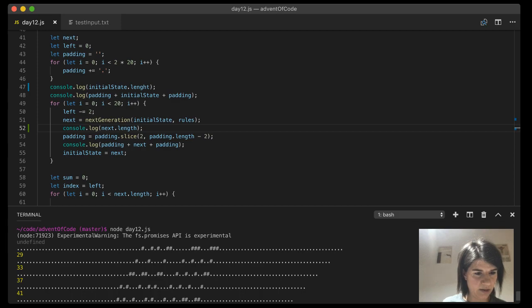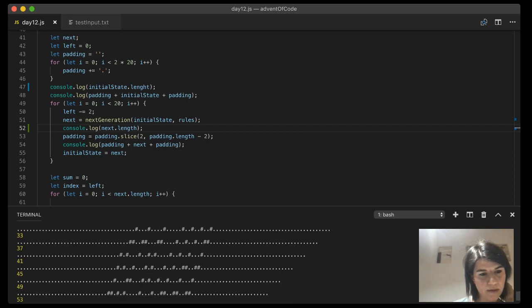So at first it has length 29 and then it gets 4 longer. So I'm cutting off 2 on the left and 2 on the right. Why is that not correct? Because I say my padding is now 2 shorter, but this one is 4 longer. Where am I losing these 4? And then it gets longer.